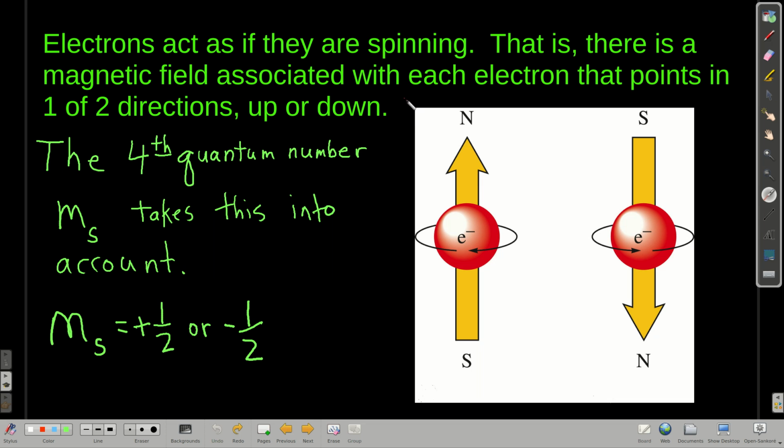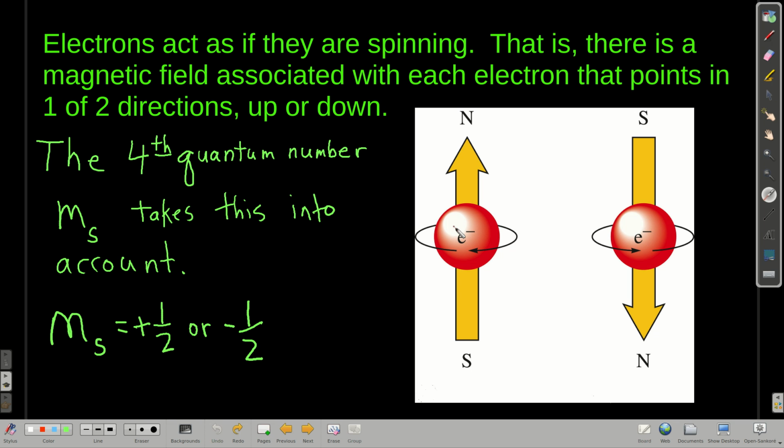So the fourth quantum number called the spin quantum number comes about because electrons act as if they're this little sphere of spinning electric charge. They're not. They're waves is what they are, although they can act like particles, wave-particle duality. But they sure behave as if they look like this. And what does it mean to behave like that?